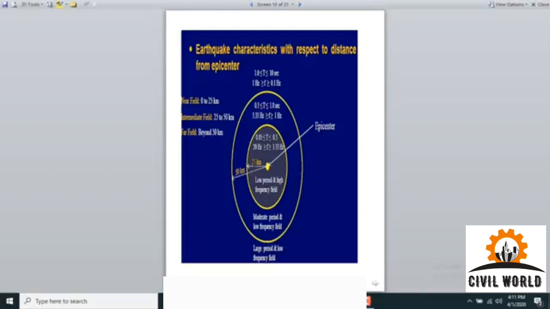So the numerical representation is 25 km and 50 km. Technically we call it the near field, which lies from 0 to 25 km, and the intermediate field, which lies from 25 km to 50 km. Now those structures or cities which are beyond the epicentral distance of 50 km are supposed to be comparatively safe than the structures, cities or areas which lie in these two ranges.